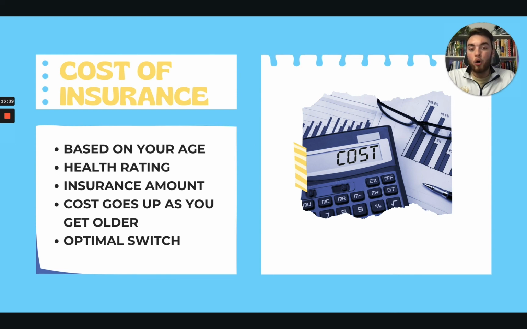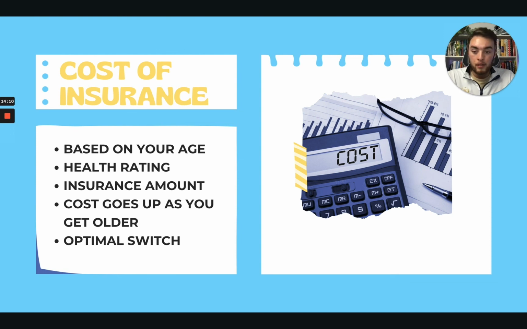So not only the death benefit matters for this, it's also based on your age. It's also based on your health rating, because the older you are, the more likely you are to die. So the higher the cost of insurance, right? The health rating, the less healthy you are, the higher the cost of insurance, because the less healthy you are, the more likely to die that you are.